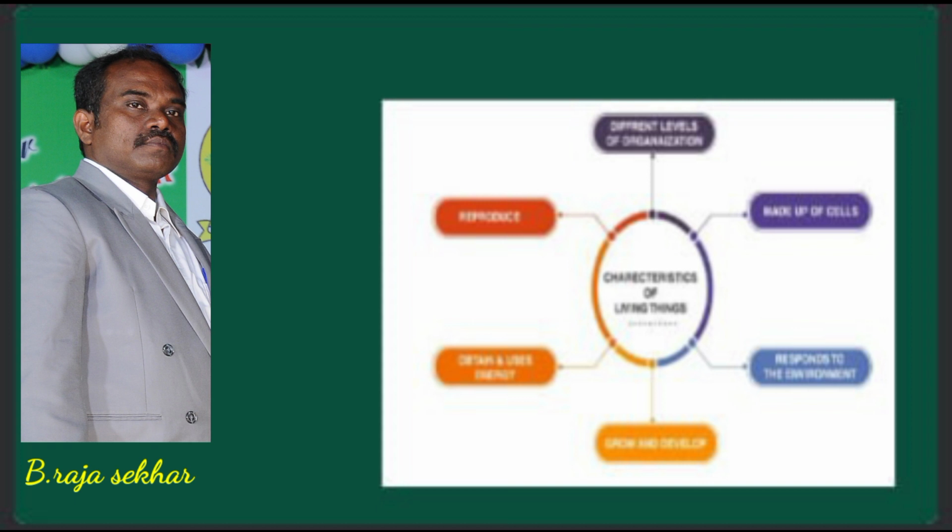See another type of flow chart: different levels of organization, characteristics of living organisms or living things. Grow and develop. You know that living things are made up of cells. These are: grow and develop, reproduce, obtain and use energy, respond to the environment.